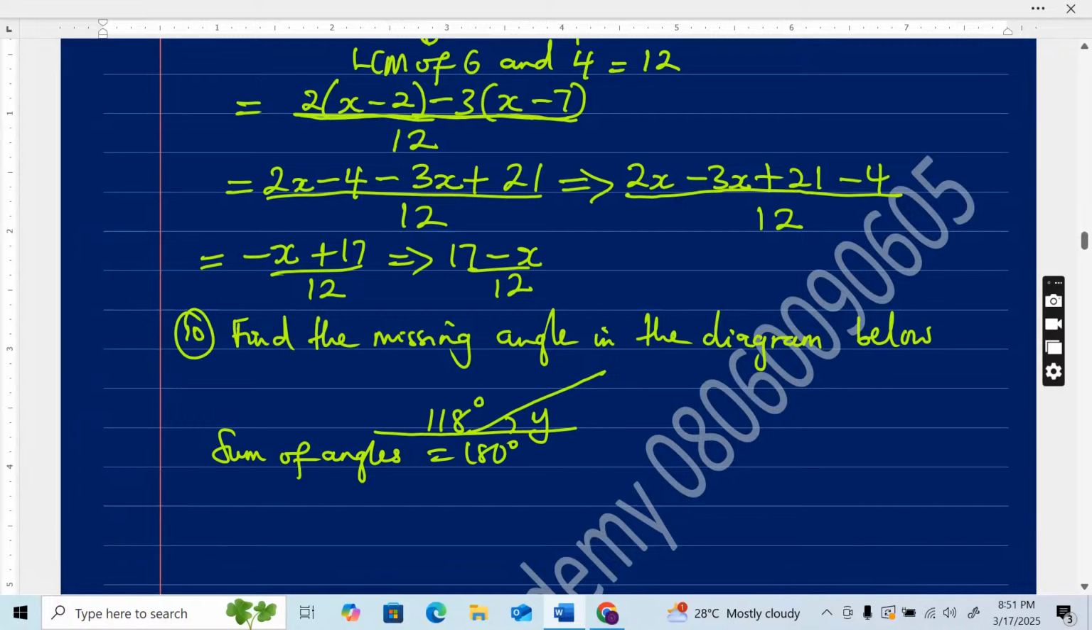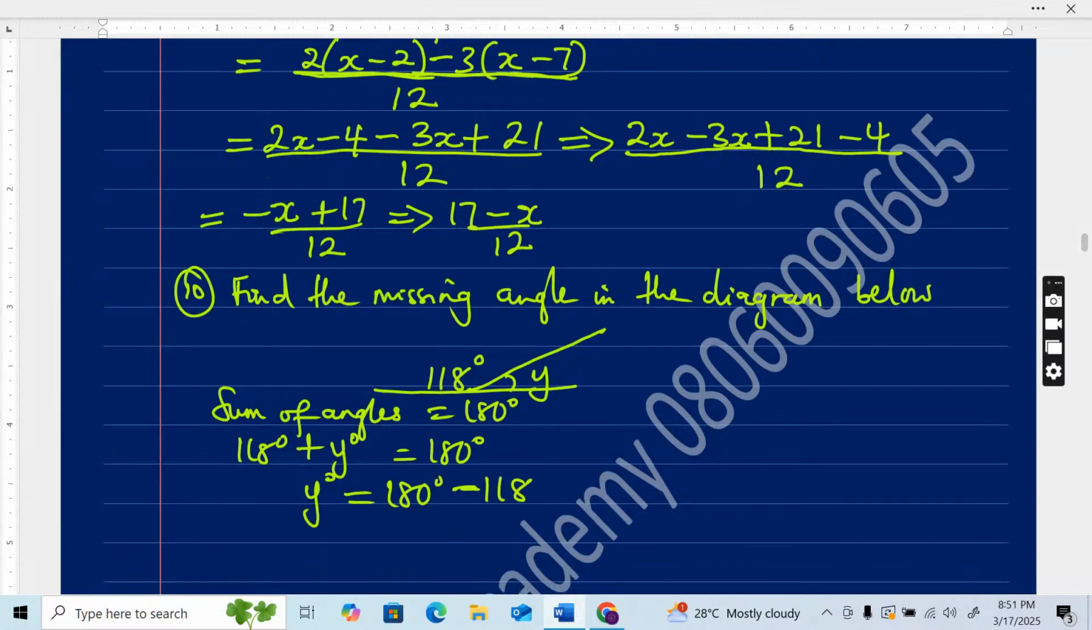So we're going to add 118 degrees plus y. We're adding 118 and y degrees together to get 180. And for us to get the value of y, you have to subtract from 180 degrees. So that will be 180 minus 118 degrees.